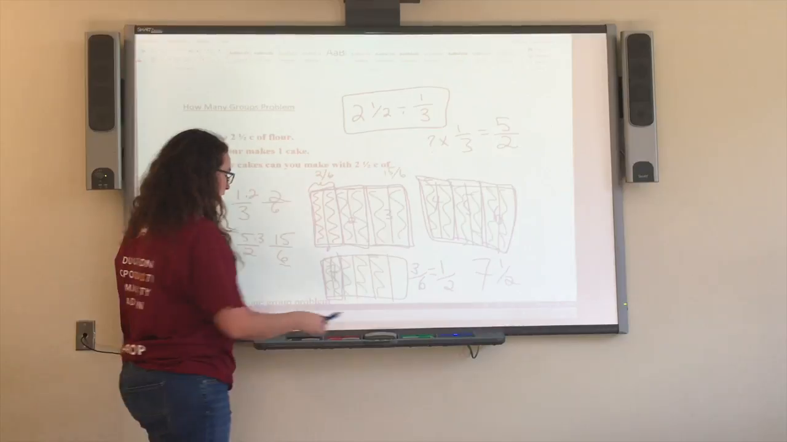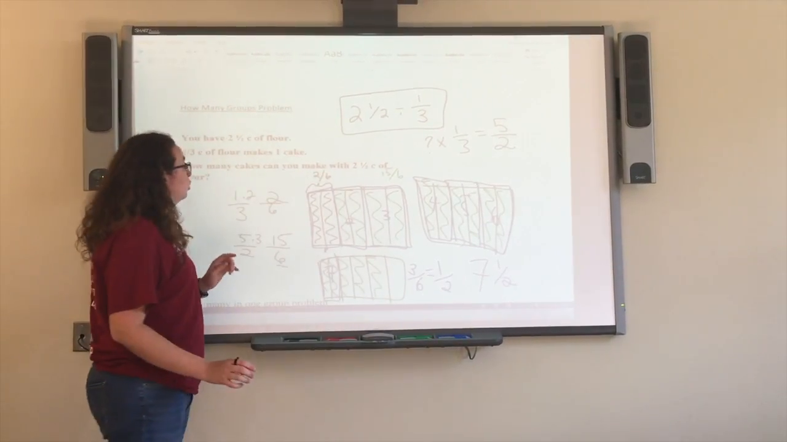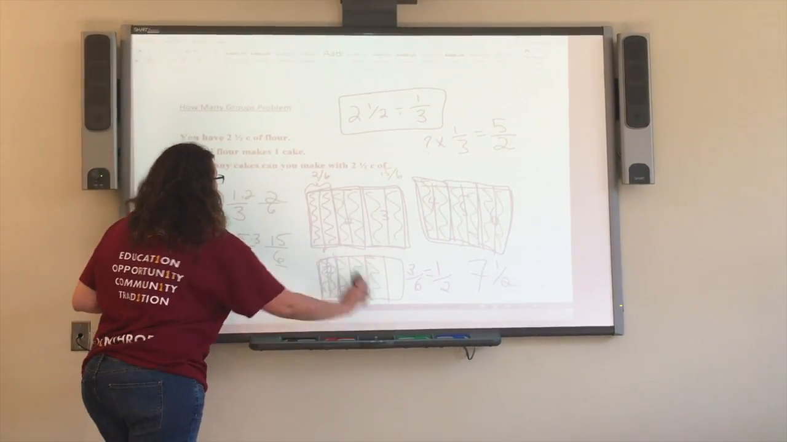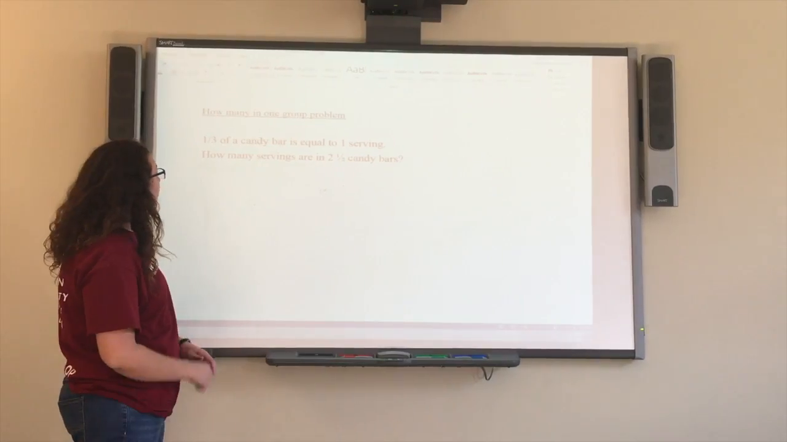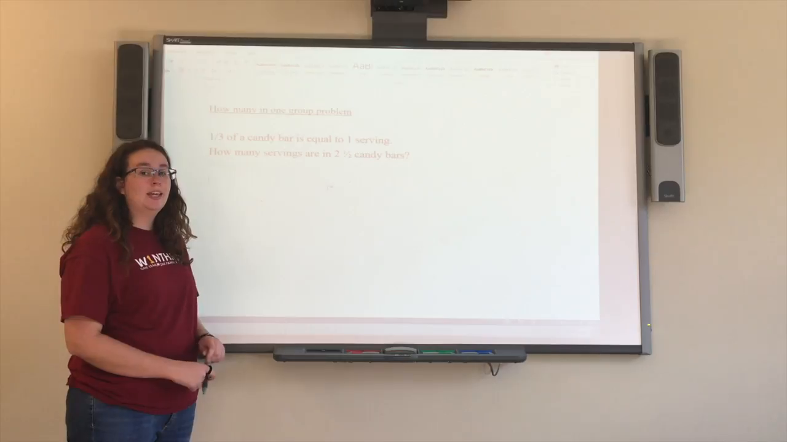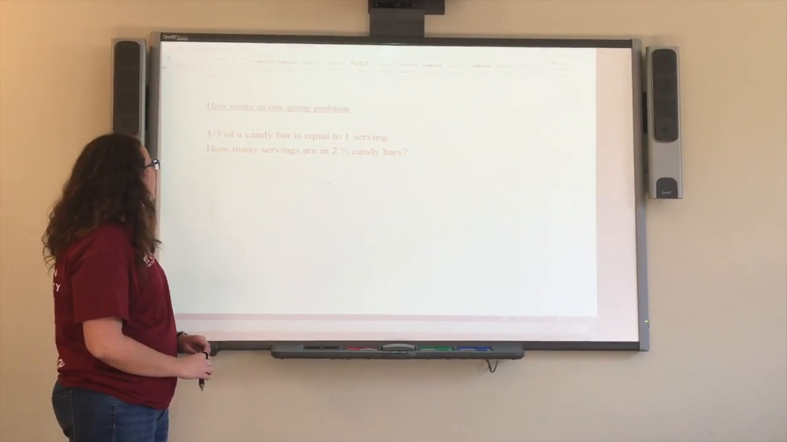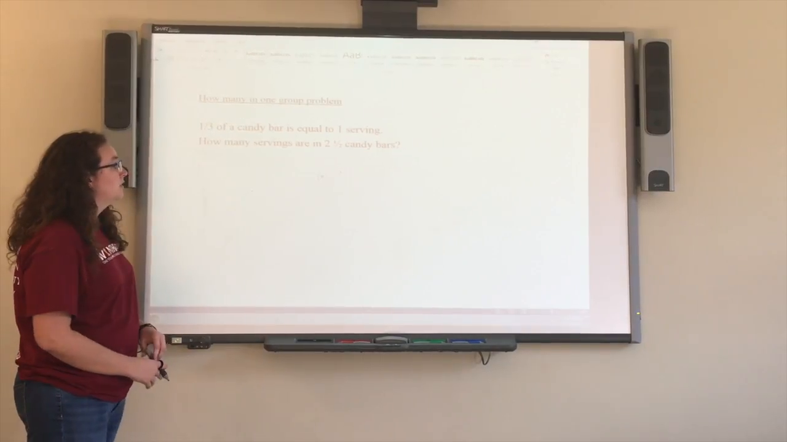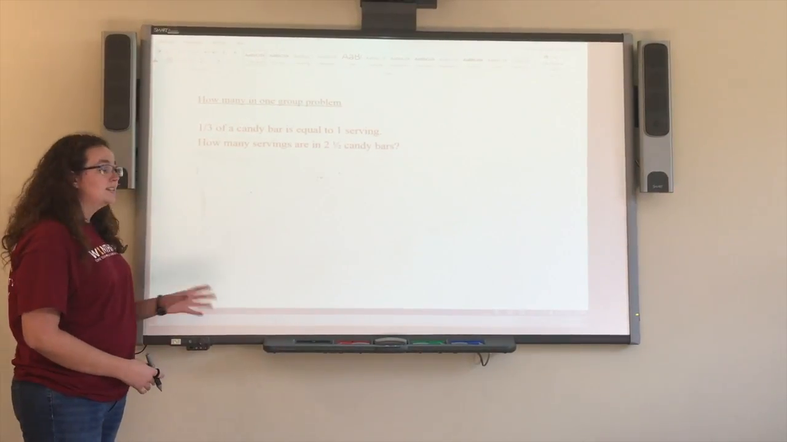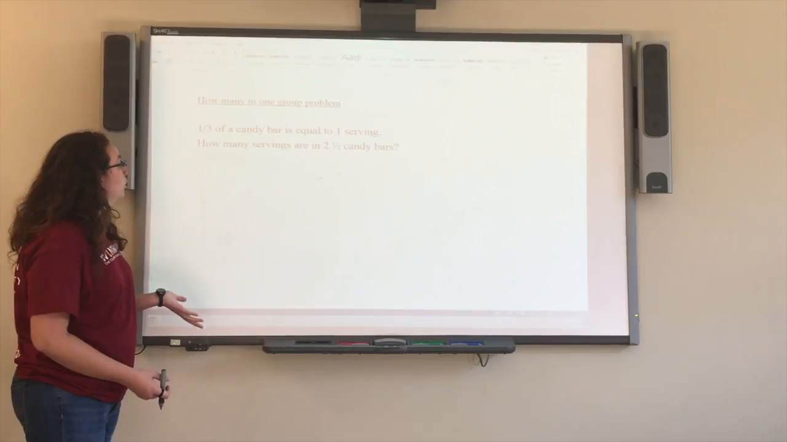All right? So that was the how many groups problem. Now we're going to move on to the how many in one group problem. For this problem, our word problem says 1/3 of a candy bar is equal to 1 serving. How many servings are in 2½ candy bars? So we're going to set this up pretty much the same way we did the how many groups problem.